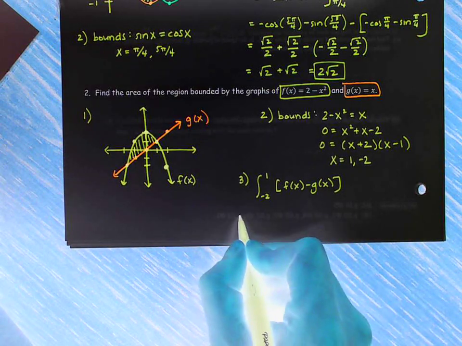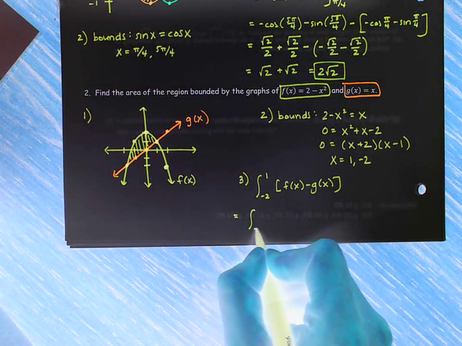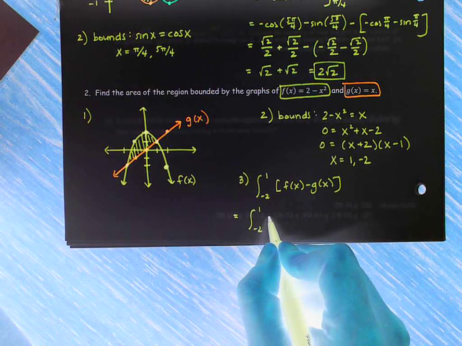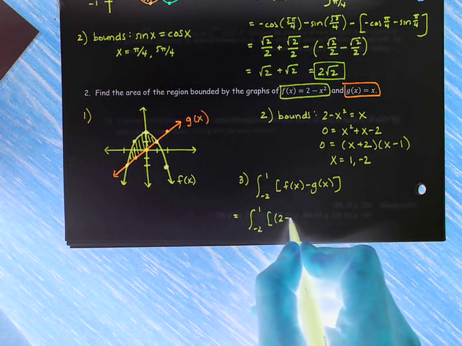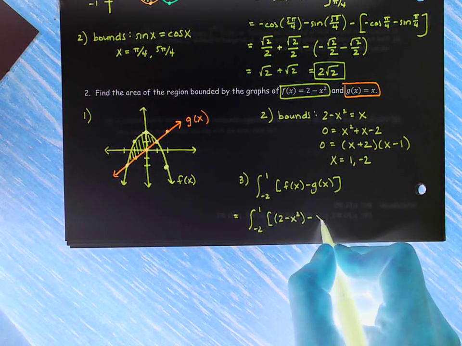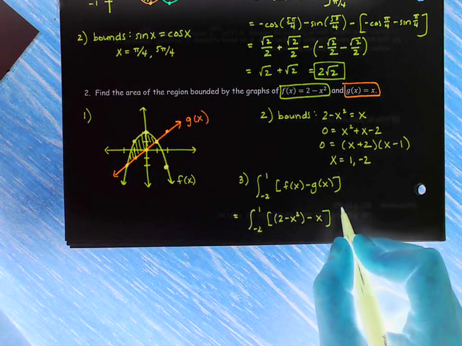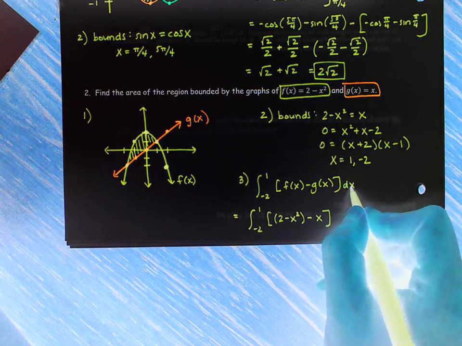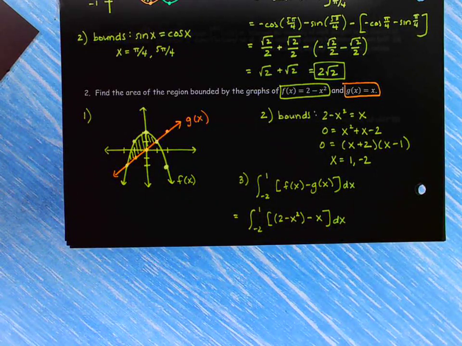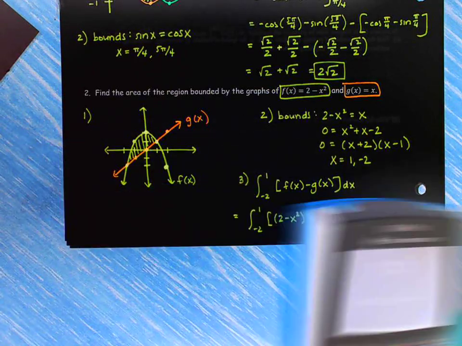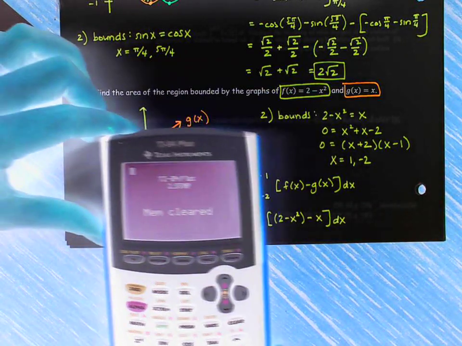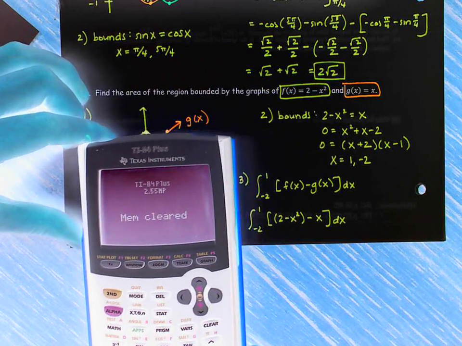Well, I'm going to substitute this in now. I'm going from negative 2 to 1, and my functions are 2 minus x squared minus g of x. Now, I was going to do this by hand with you guys, and I know you can do this by hand. Oopsies, I forgot my dx. But I am running out of space, so I will do this with a calculator, as long as you guys promise me that you could do this without a calculator if you had to. So I'm going to go into my calculator.